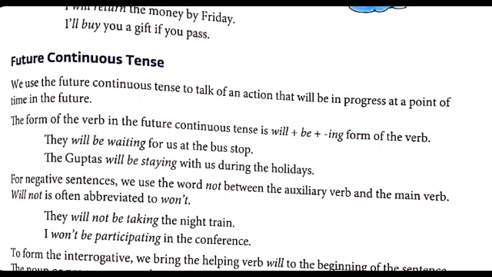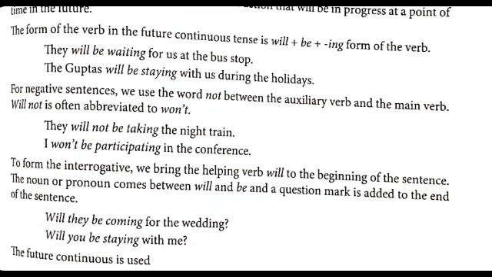Now, in order to form a negative sentence, we should use the word not between the auxiliary verb and the main verb. Will not is often abbreviated to won't. For example, they will not be taking the night train. I won't be participating in the conference. So you will have will plus not plus be plus the ing form of the verb.